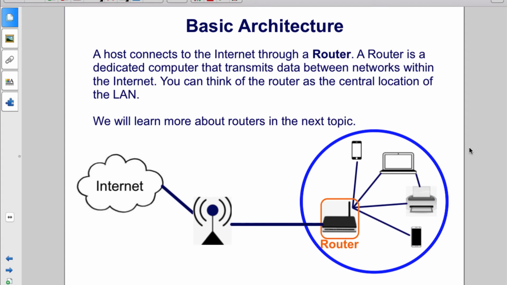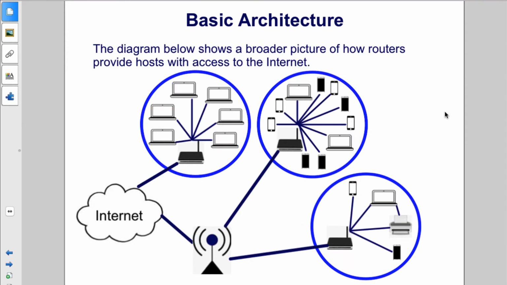A router is a dedicated computer that transmits data between networks within the Internet. You can think of the router as the central location of the LAN. We will learn more about routers in the next topic. The diagram below shows a broader picture of how routers provide hosts with access to the Internet.